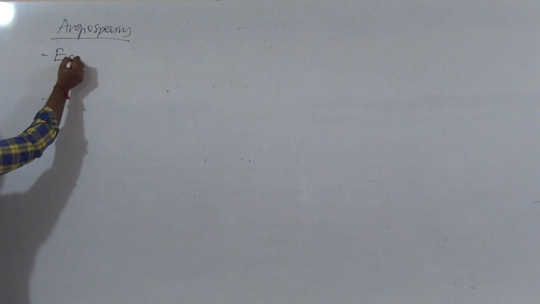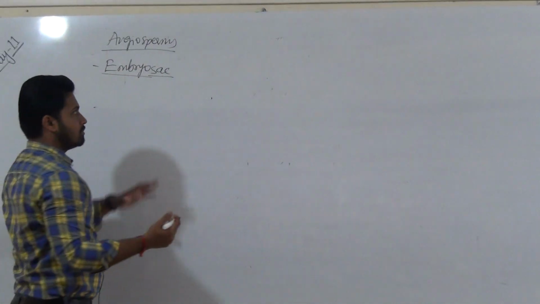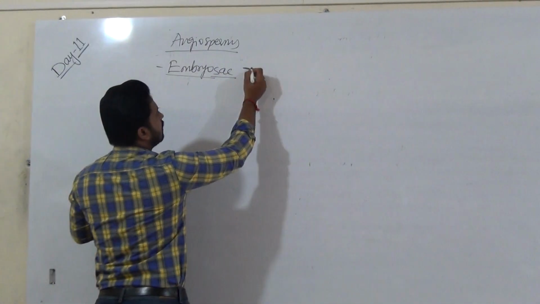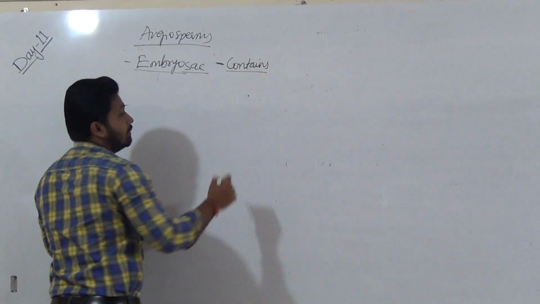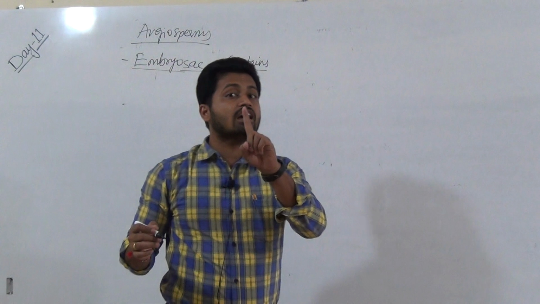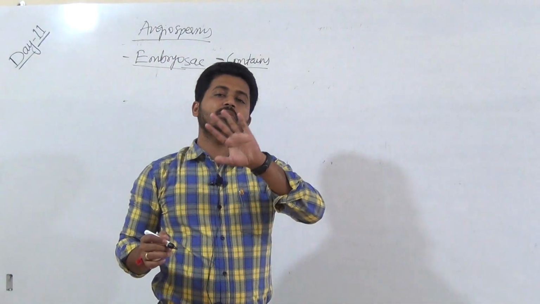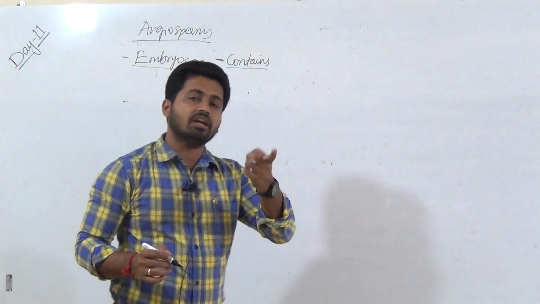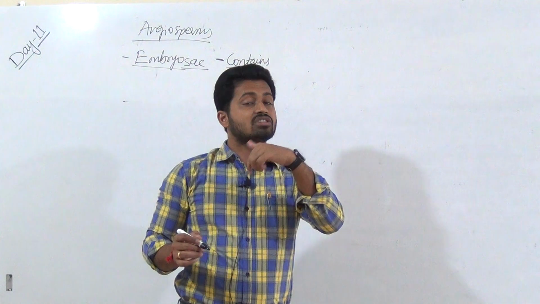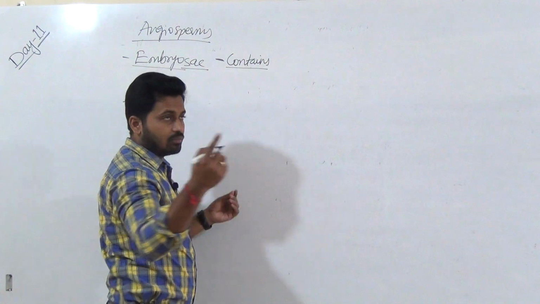Embryo sac. What is this? Female gametophyte. We are talking about the reproduction part. Embryo sac contains only one megaspore. The megaspore mother cell undergoes meiosis and develops into 4 megaspores, and out of the 4 megaspores, 3 degenerate and 1 remains, that develops into the embryo sac.